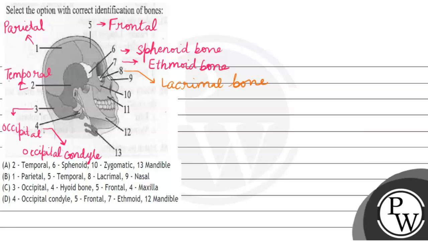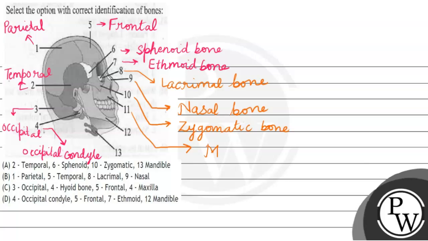And the next one is the nasal bone on 9th number. This is the nasal bone which is present in your nose. On 10th number, we have zygomatic bone, that is just present below your eye socket. The next one is in 11th number, and this bone is called maxilla, that forms your upper jaw.